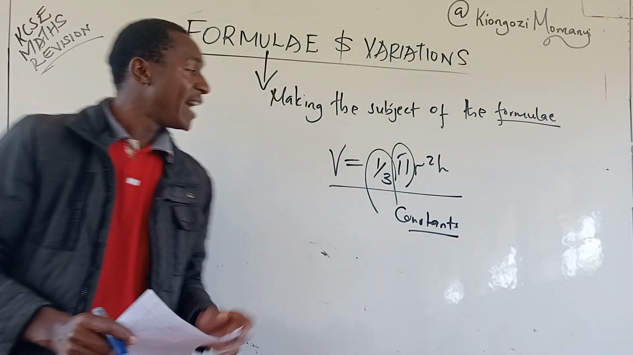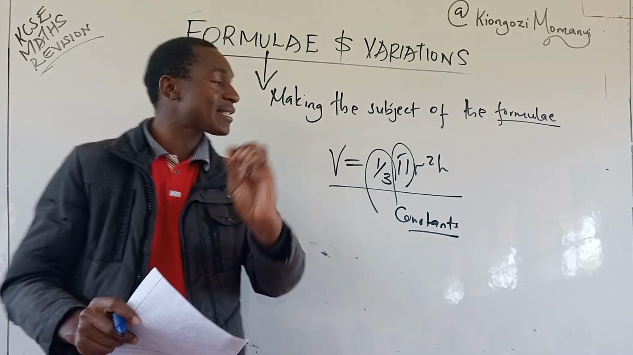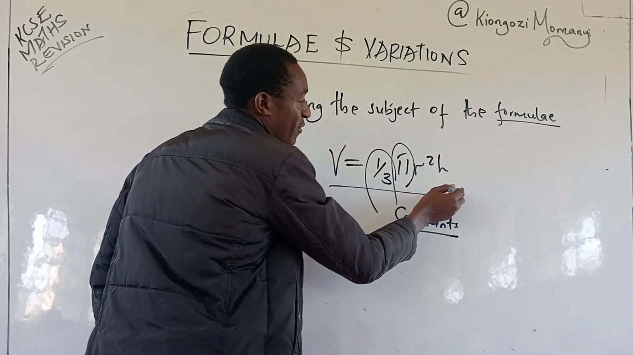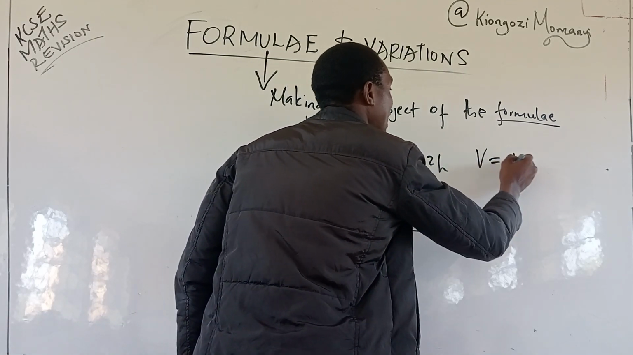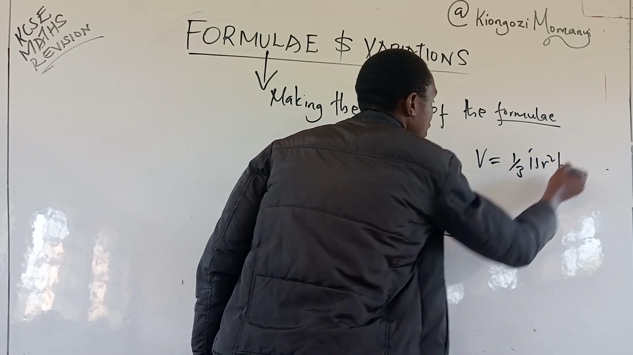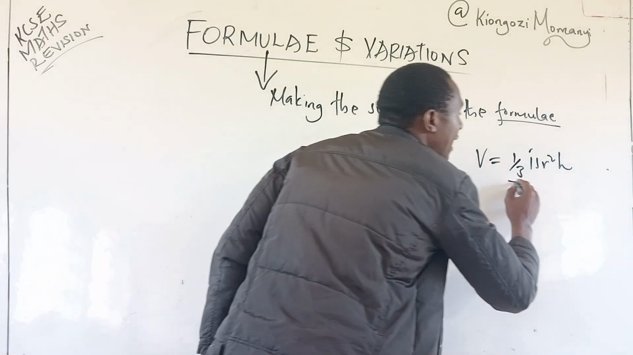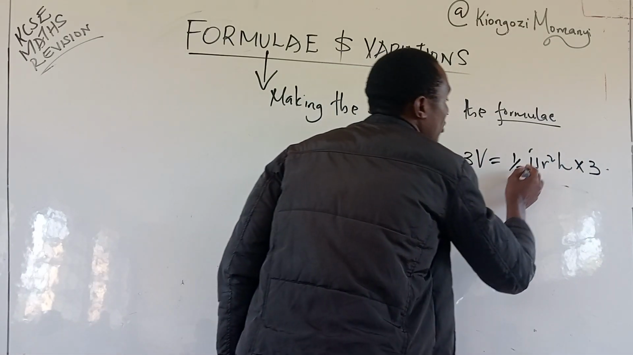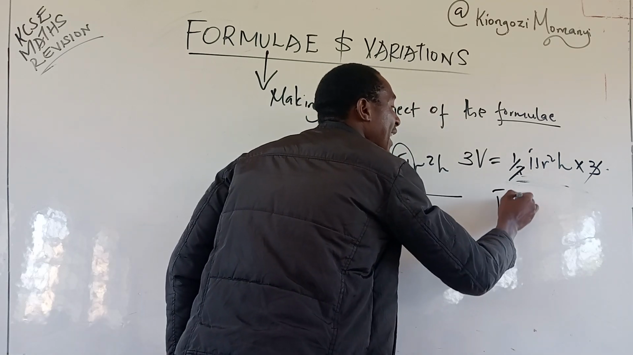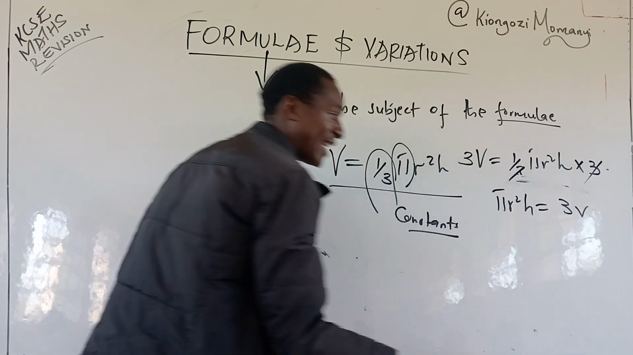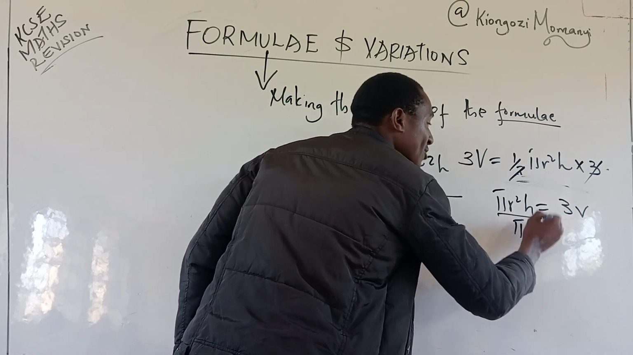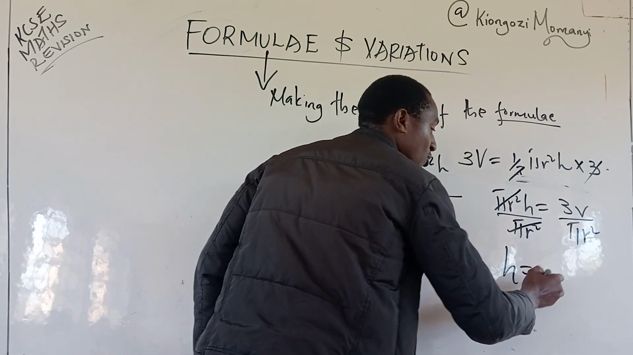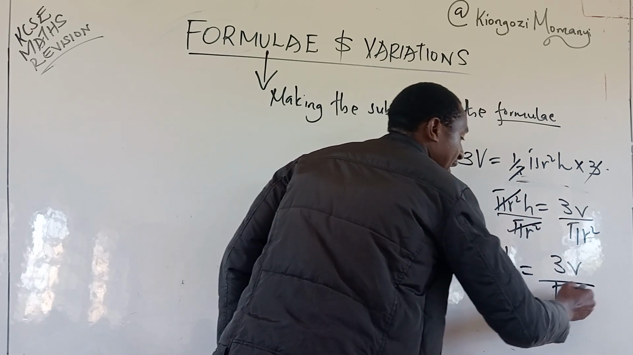So in our lesson today, I want to show you how, for example, you've been asked to make h the subject of the formula. We have V is equals to a third pi r squared h. If you want h, first of all, you multiply by 3 on both sides. So you have pi r squared h is equals to 3V. Then finally, you divide by pi r squared on both sides. Your h is going to be 3V over pi r squared.